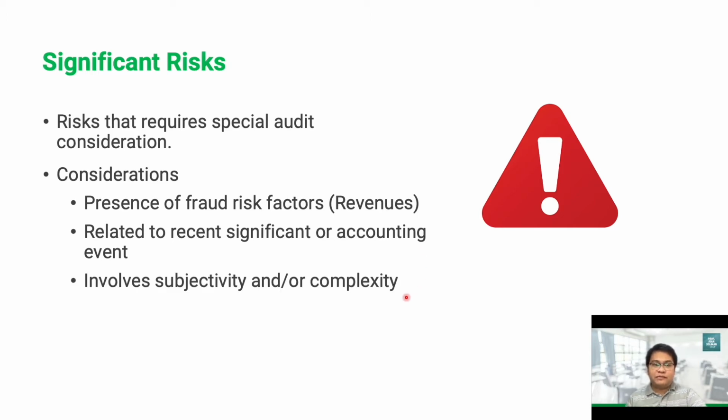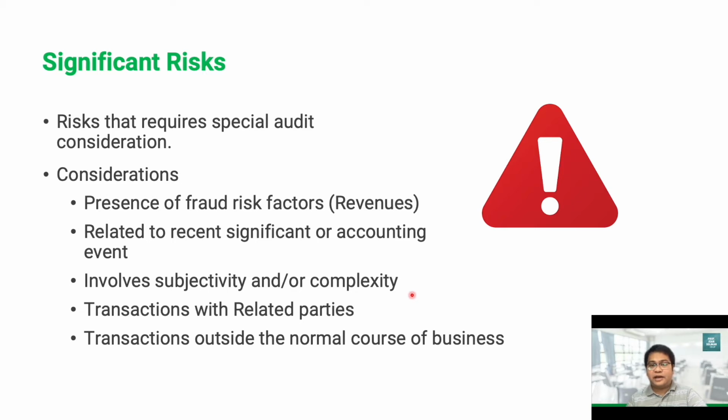Another, those that involve subjectivity or complexity. Like for example, accounting for derivatives, or involving subjectivity like what I said earlier in my example, impairment. Those involve a high degree of subjectivity on the part of the client, therefore also a source of significant risk. And another one, we have transactions with related parties. We'll discuss it later. Usually these transactions with related parties are not comparable with transactions with third parties. That is why it's also a source of significant risk.